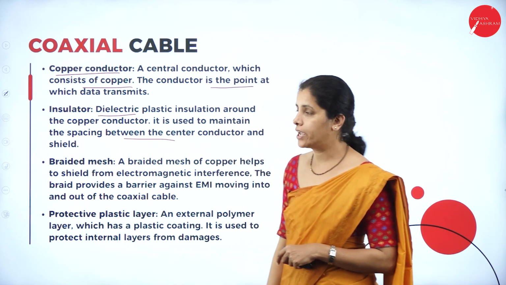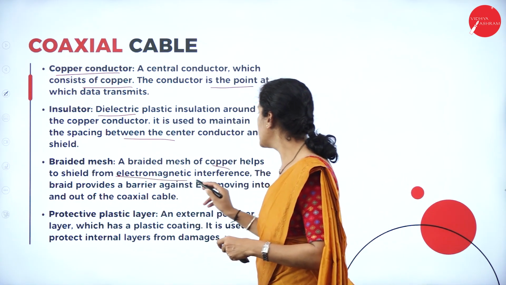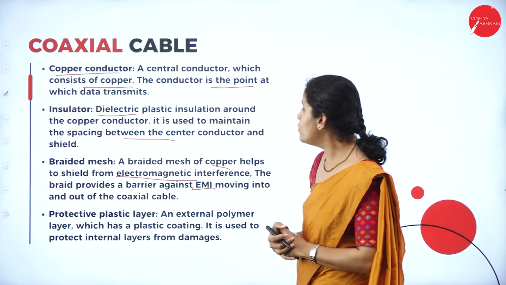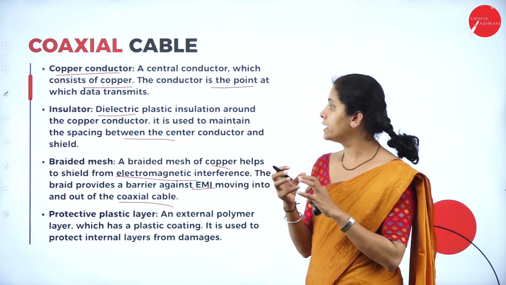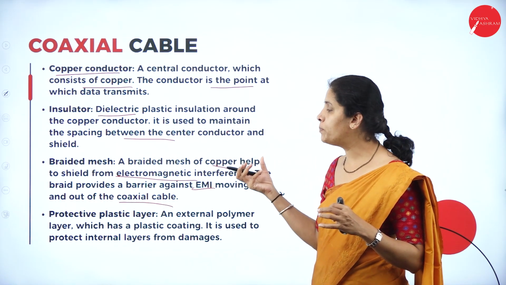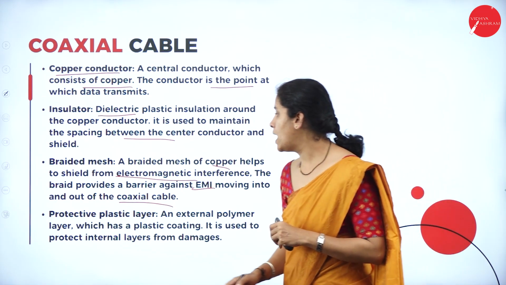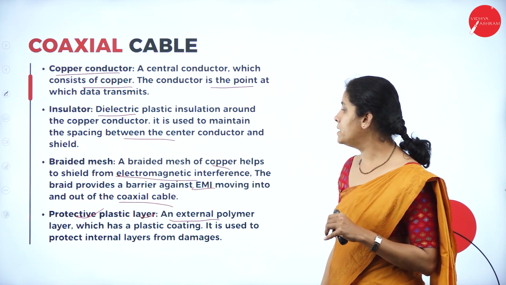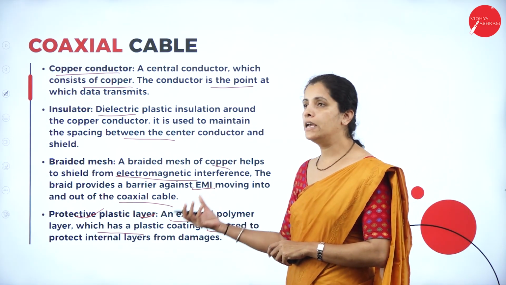Now I'm going to have the jacket. So the jacket, or braid, is also made of copper. It is mainly used to block electromagnetic interference. The braid provides a barrier against EMI moving into or out of the coaxial cable. So dear student, if I consider the copper conductor that is protected by the insulator, outside the insulator we have the mesh, that is made up of copper once again in order to protect from electromagnetic interference. And at the end, I'm going to have the protective jacket that is made up of a plastic layer. It is an external polymer layer which has a plastic coating. It is used to protect the internal layers from damage.